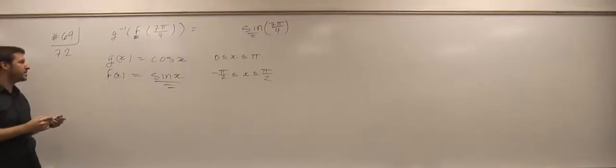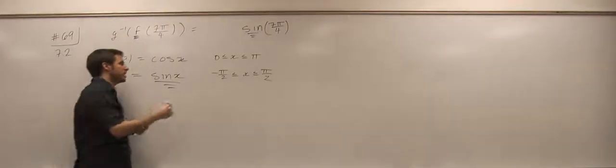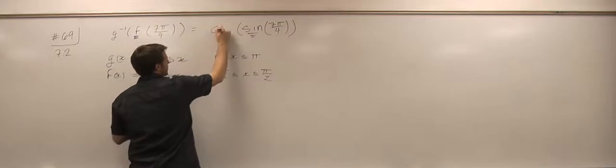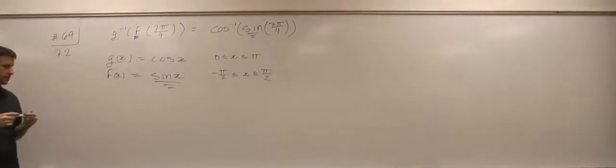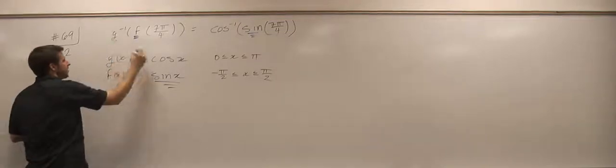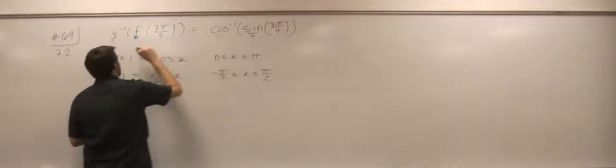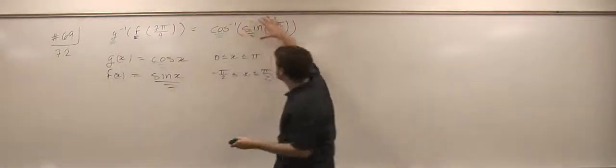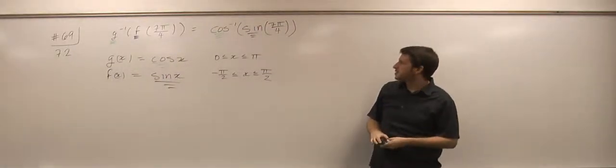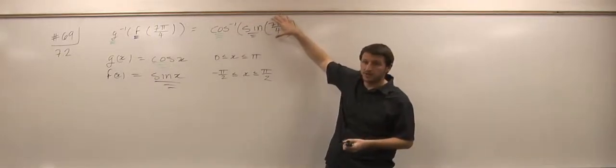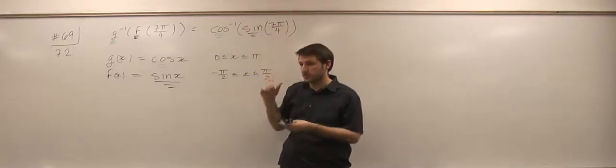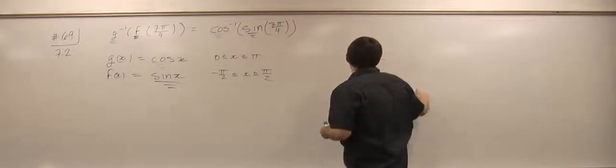And then after that, I need to replace the G inverse. Since G is cos X, G inverse is just going to be cos inverse. G itself was cosine, so cos inverse will be G inverse. And now we've phrased it into something we're used to seeing. There's a couple ways to do this. The easiest way would just be to evaluate straight up. You know what sine of 7 pi over 4 is, and then once you have that, you can calculate cos inverse. So what's sine of 7 pi over 4?